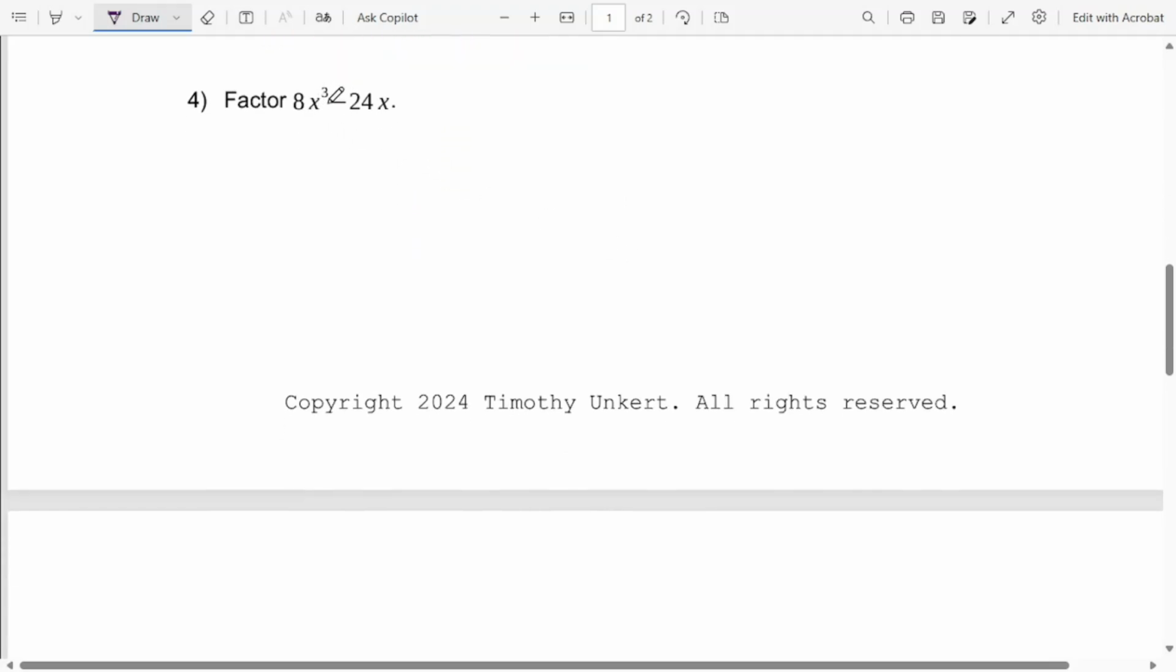Let's factor 8x cubed minus 24x. Well, both 8x cubed and 24x are divisible by 8, so we'll factor out an 8, but they also both have an x in them, so I can factor out an x. 8x times x squared is going to give me 8x cubed, and 8x times 3 is going to give me the 24x. So this is going to factor into 8x times x squared minus 3. And we'll leave it at that.